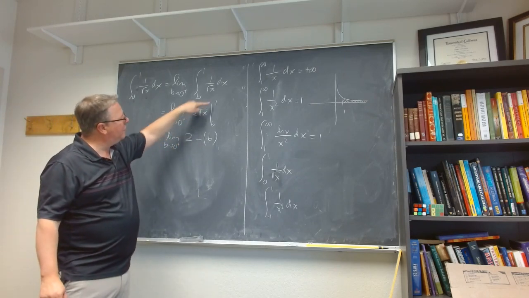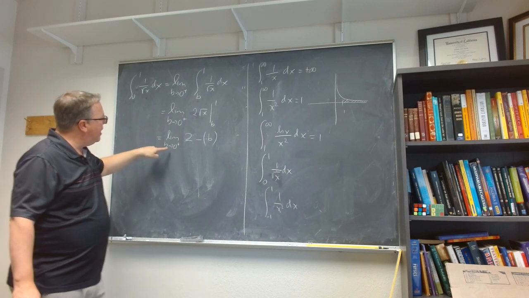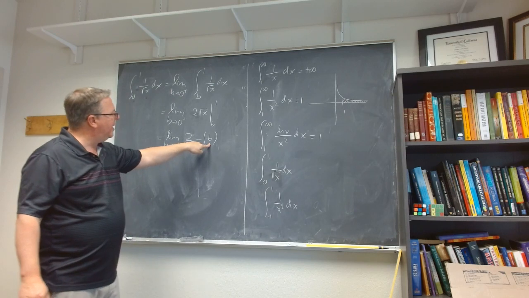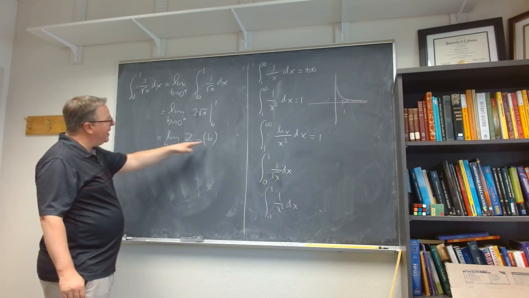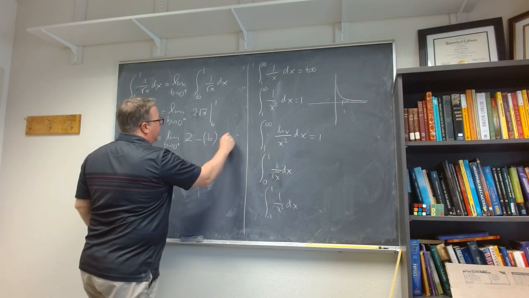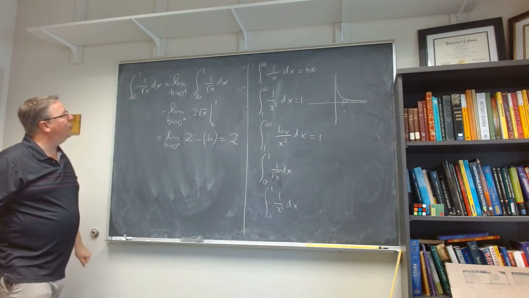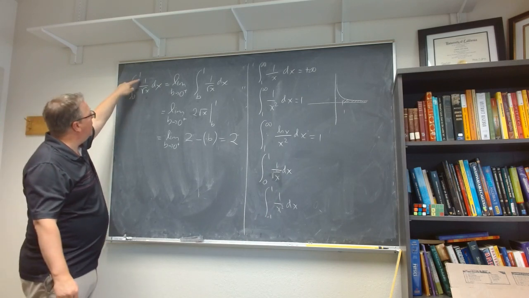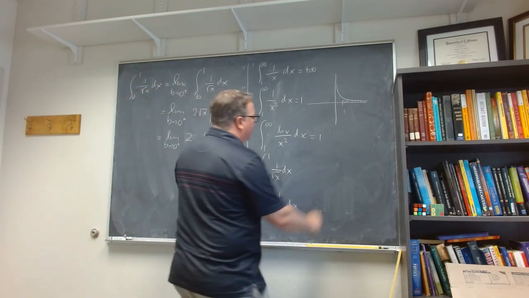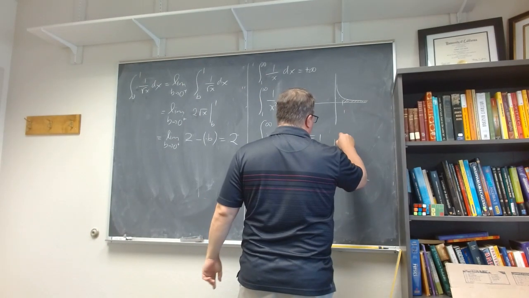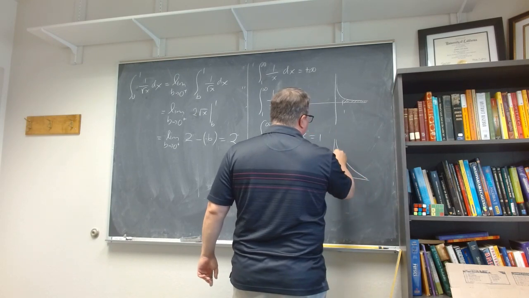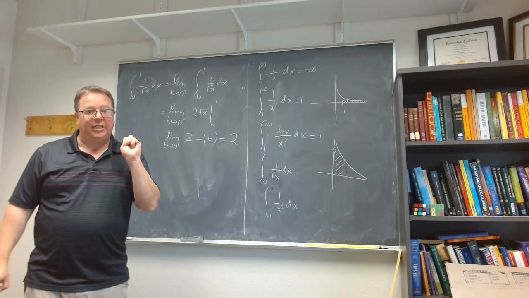So we have 2 times root 1, so that gives me 2. And here I have the limit as b goes to 0 from the right, and we have negative 2 root b. As b gets to 0, here we don't have an issue. We can plug in 0. And so we get a total area of 2. So the integral from 0 to 1 of 1 over root x is just a full area of 2. If you look at the graph, 1 over root x just looks like this. So it's saying that this area here is going to be exactly 2.